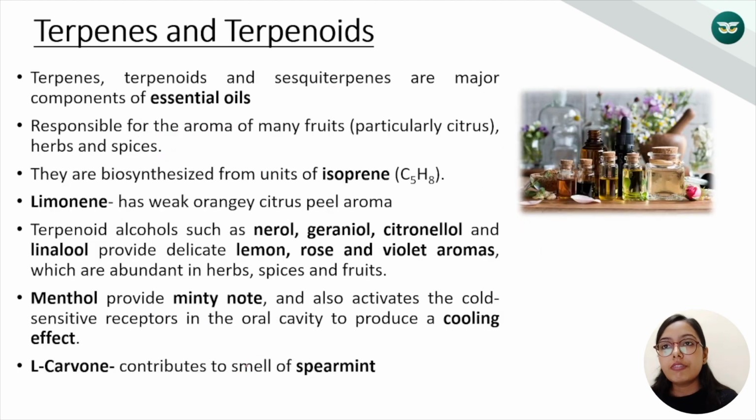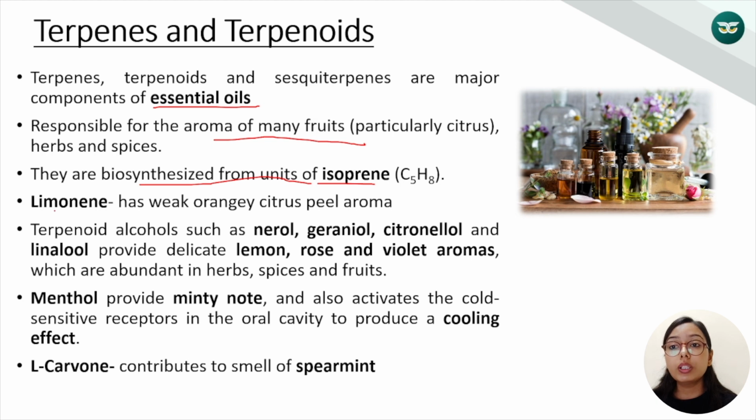Now coming to the next flavoring compounds, we have terpenes and terpenoids. Terpenes, terpenoids and sesquiterpenes are the major compounds present in essential oils. So when we are thinking about terpenes and terpenoids, we must remember them by essential oils. These flavoring compounds are responsible for the aroma of many fruits, particularly citrus fruits, as well as herbs and spices.